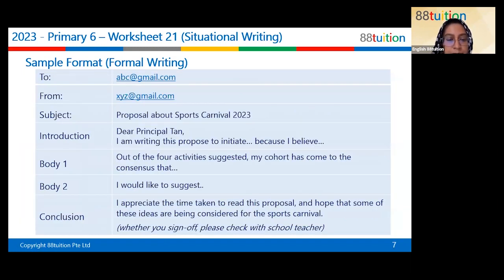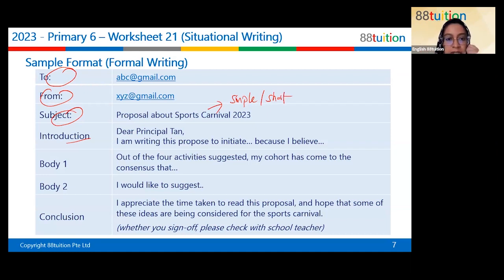This is the format for email. You need: from, subject, introduction, body paragraph 1, body paragraph 2, conclusion. Just keep your subject simple as well. Short and simple.